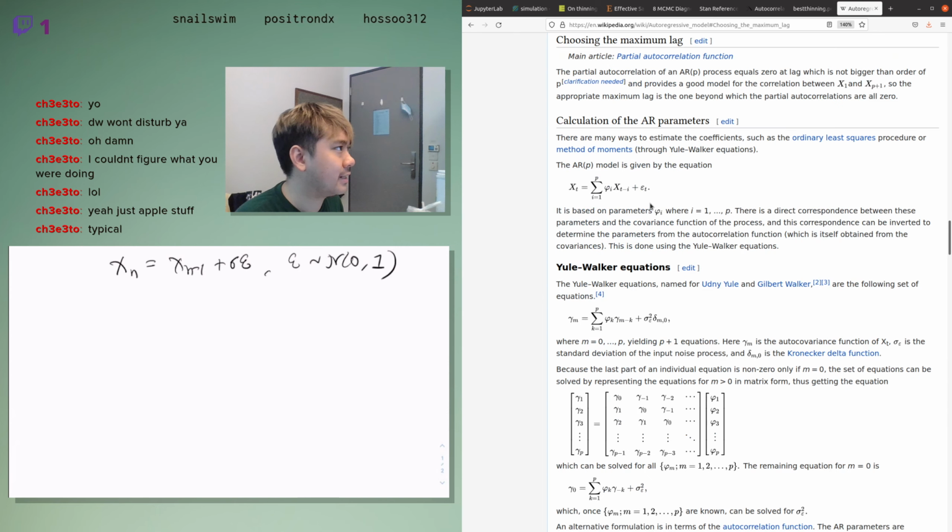Choosing maximum lag. This is going to be very dirty work. I'm just going to write a lot of things and scribble and make mistakes. But that's how I do it.